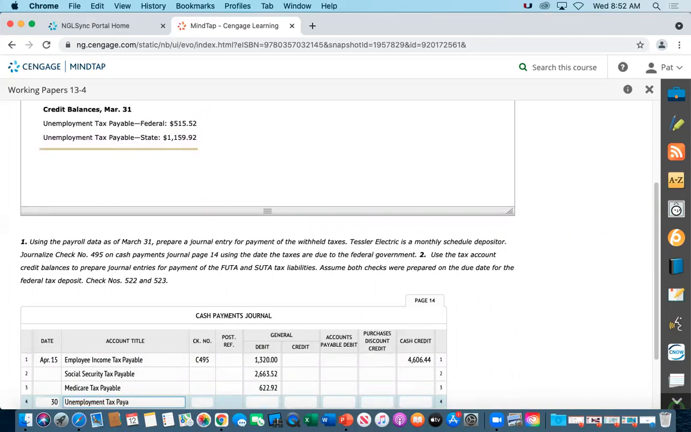Unemployment tax payable, federal. They told us check number 522. We do federal first, and we're just paying that. Why are we not multiplying by 2? Because we don't need to match it.